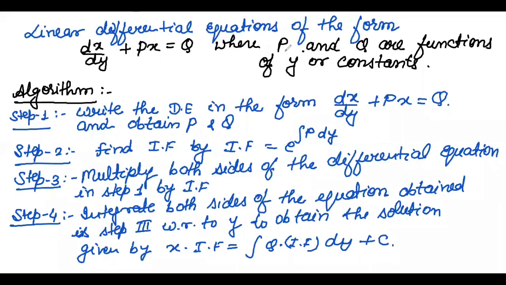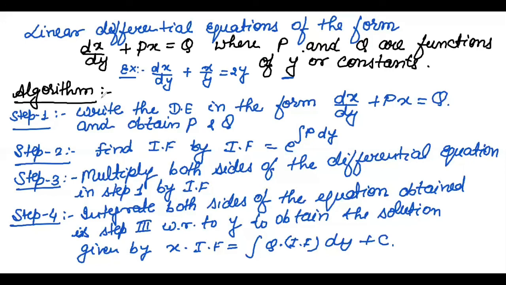One more form is there in linear differential equation, that is dx by dy plus px equals to q, where p and q are functions of y or constants. So the example I am taking for this form is dx by dy plus x by y equals to 2y. So here dx by dy plus 1 by y, that is a function of y, and then 2y, that is also a function of y. So the working rule, I'm going to discuss how to solve this form.